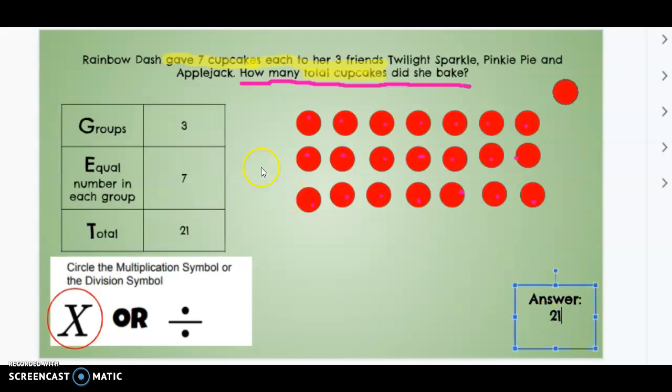And you may have also known that because you know that 3 times 7 or 7 times 3 equals 21. And that is perfectly acceptable, but I still want to see you using your manipulatives and demonstrating this problem. Okay. So you guys are going to work on the next 2 problems by yourself. Send me a message or an email if you have any questions or have any concerns.